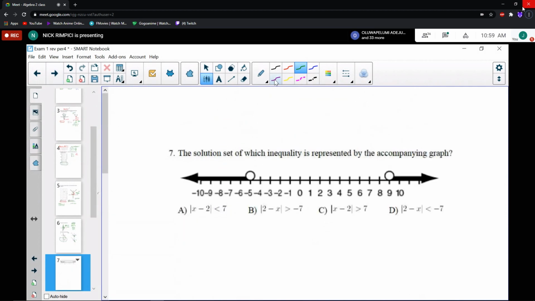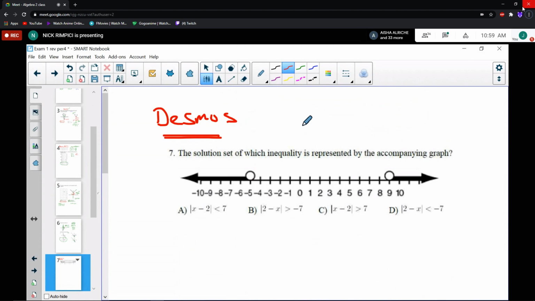Okay, this one, very simple. The solution set of which inequality is represented by the accompanying graph. So they gave you the answer. This is what you want to have happen. And they want to know which of these inequalities, which of these four choices, they're all inequalities, will lead to this picture. Okay, so which of these will lead you to end up with this diagram? This is for sure a Desmos question.